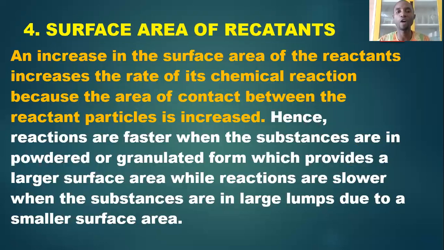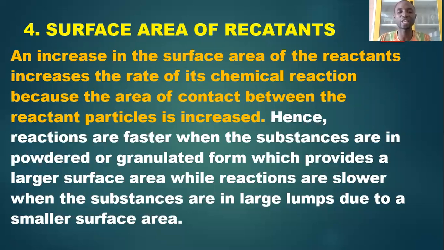Now, surface area of the reactant is also very, very important, and it affects the rate of chemical reaction. How? Increase in surface area increases the rate of chemical reaction because the area of contact between the reactant particles is increased. When you increase the surface area, that is something like solid and powdered one. Of course, the powdered or granulated form will provide larger space, while it will be slower when the substance is in lumps. When it's just solid, in lumps, it will have a smaller surface area in the reactant.